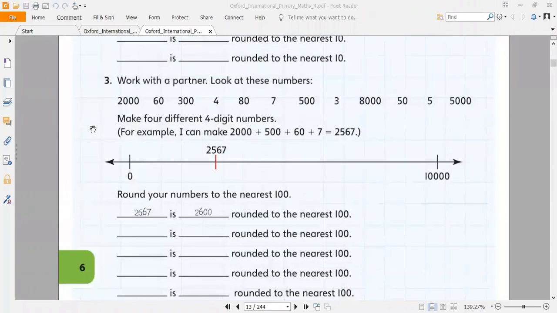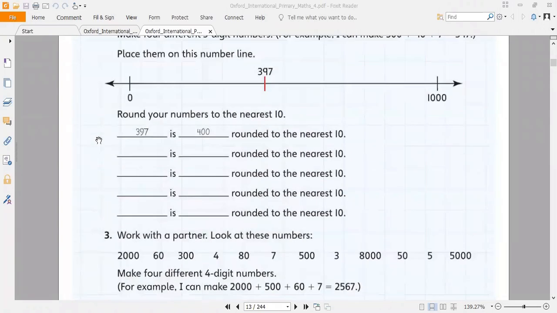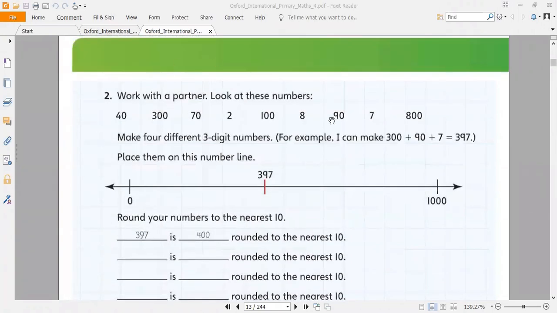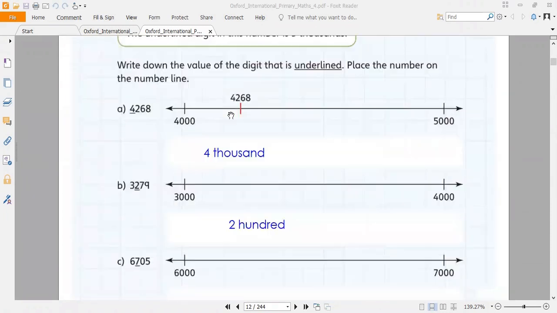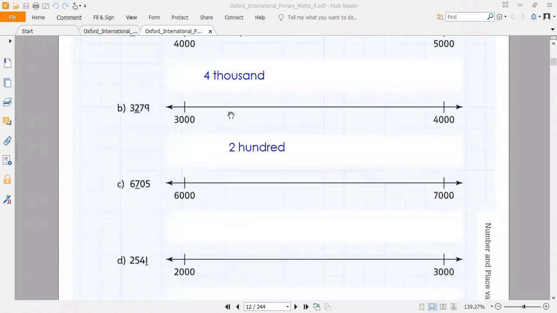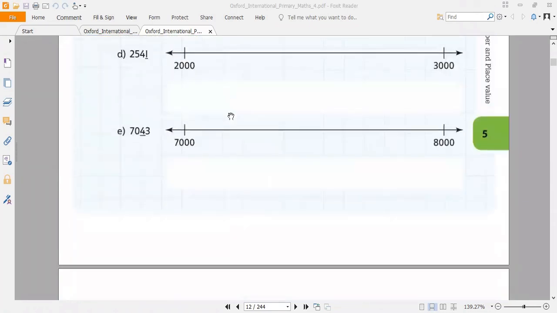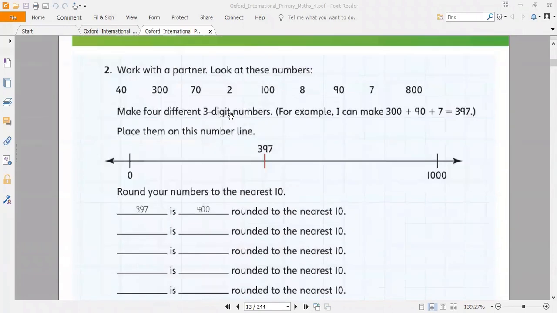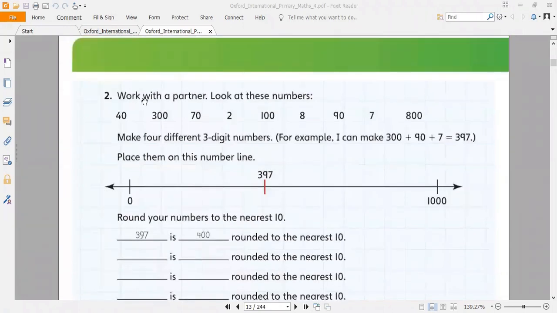The page number is 6. The book is Oxford International Primary Book for class 4 and the topic is face value and partitioning. Question number 1 was done by us last week in the last video, so we will do question number 2. Look at these numbers: 40, 370, 200, and these all.